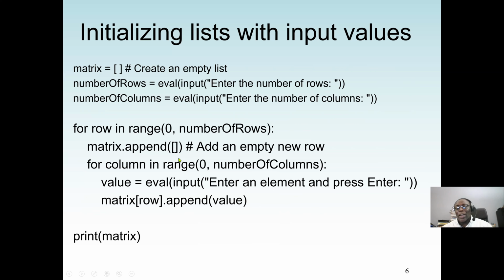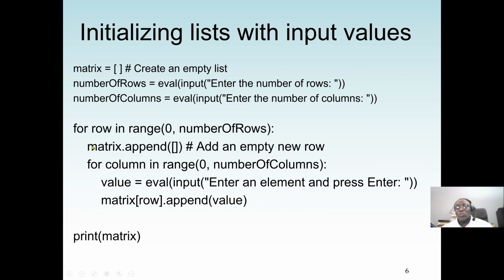We are going to add an empty new row. Again, here we are initializing the list with input values. So we initialize, again, we use the method append. Actually, we used this method in our previous list topic, the single list, or I would say single dimension list. So we use the append to, again, add an empty new row to the list called the matrix.